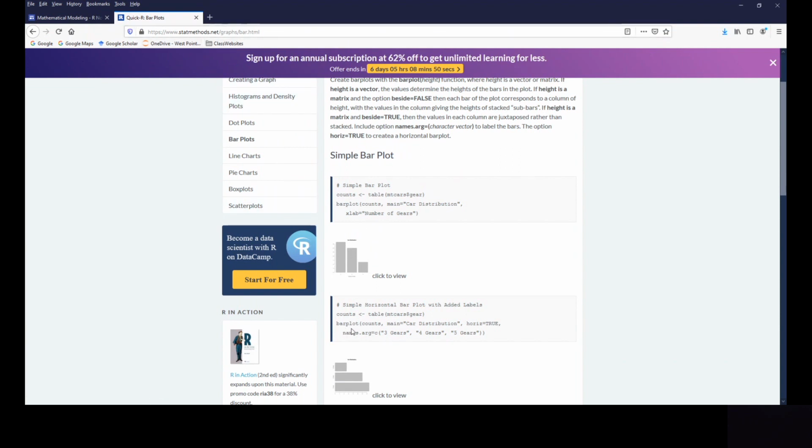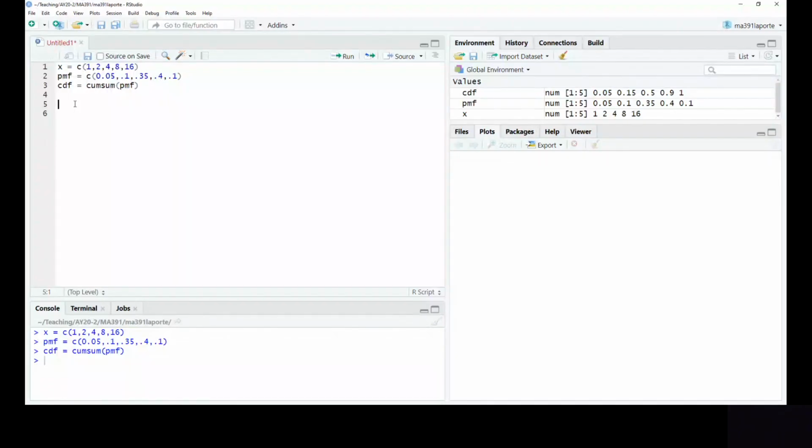So barplot is the thing. As for us, it'll be PMF, and then we'll put this as X. So let's stop sharing this. Go back to our R notebook. Type in bar. Let's see our probability map. And then maybe names.arg, I believe is the name. Yeah, there it is.